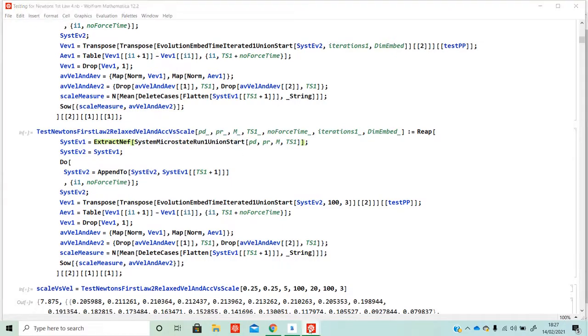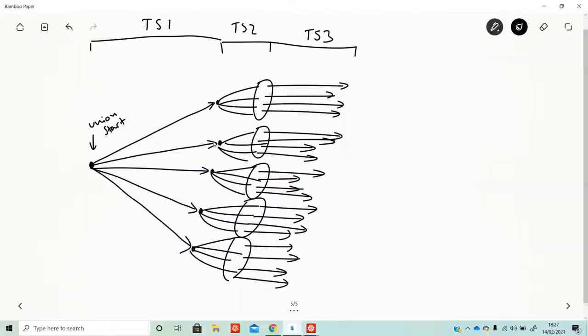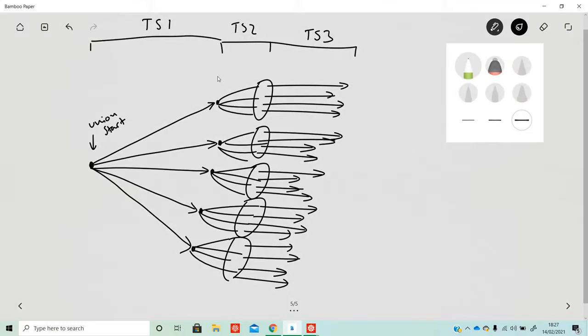So we started off here doing it from union start. We didn't actually start off with this. It's almost as though the first exploration into this, we just did.